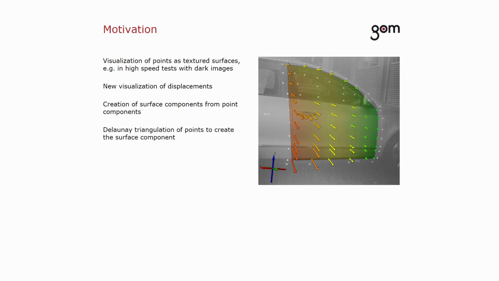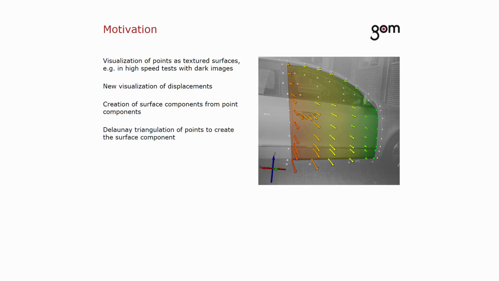A new function in the GOM Software 2016 allows the visualization of point components as textured surfaces. The visualization may be useful if you perform a high-speed test and all images are dark except the reference image. The displacements may be better visualized by the surface component. Therefore, you can now create a surface component from point components in 2D and 3D projects.